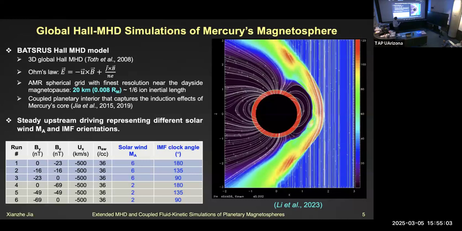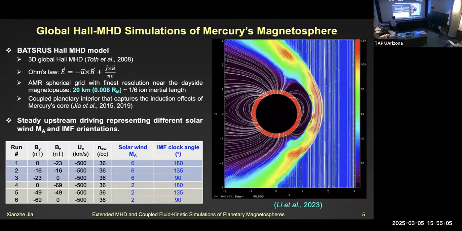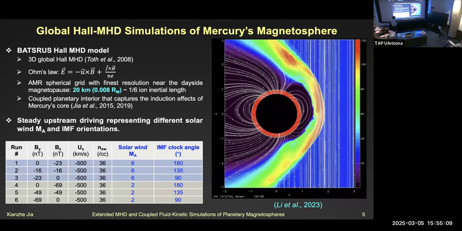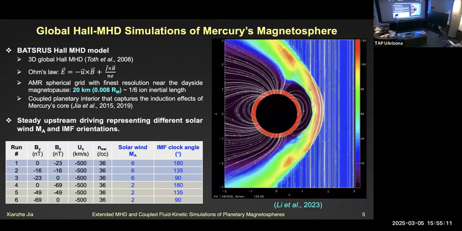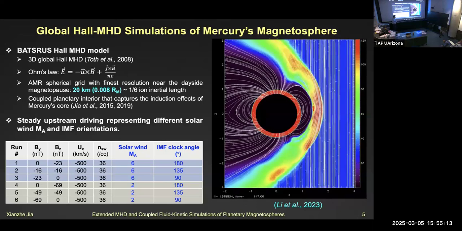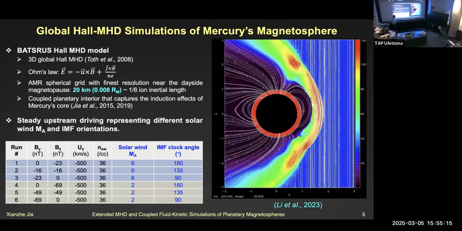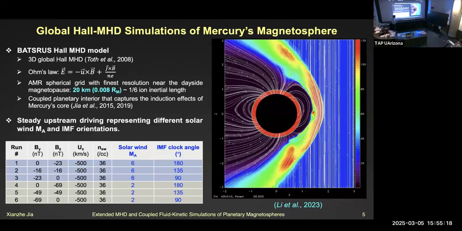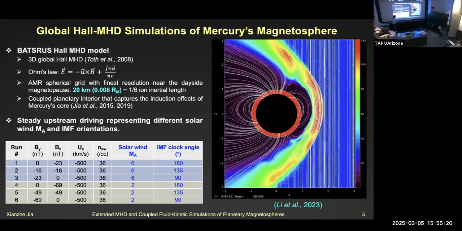Okay, so for the whole set of simulations, my student decided to run 6 different scenarios that cover 2 Mach number regimes: Mach number 2, very low Mach number, and Mach number 6, the higher end of the Mach number being observed. And for each Mach number case, he tried different IMF orientations.